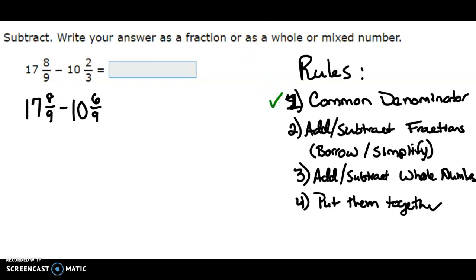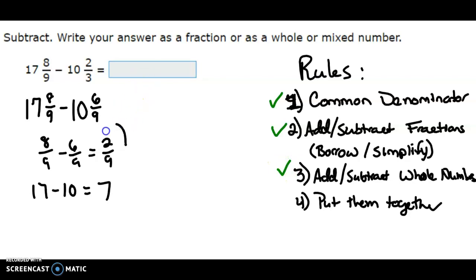Step 2, add or subtract your fractions. We are subtracting 8/9 minus 6/9 equals 2/9. Nothing to simplify there. Step 3, add or subtract your whole numbers. 17 minus 10 is 7. And step 4, put it together. 7 and 2/9.